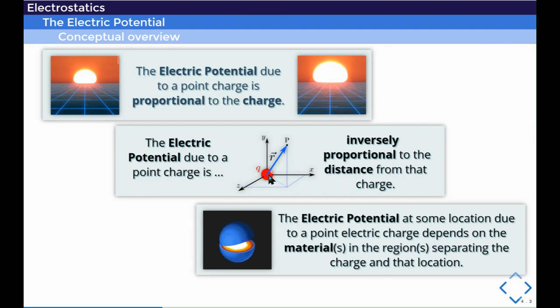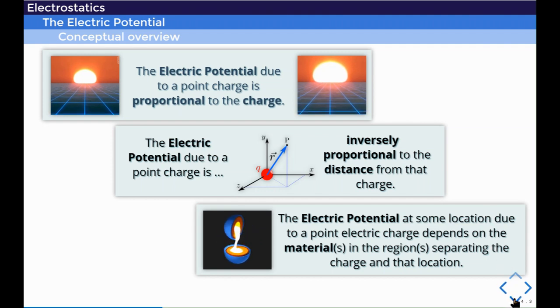It's also the material between the charge and that point that really matters. So the electric potential will be dependent on that material in the region separating the charge and its location. Now, in general, we can figure out exactly how to calculate the electric potential if we know what the material is. But in this course, if the material is not mentioned, we're just going to assume that it's in vacuum.